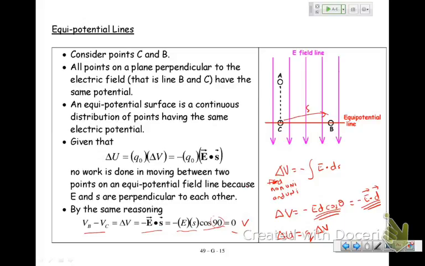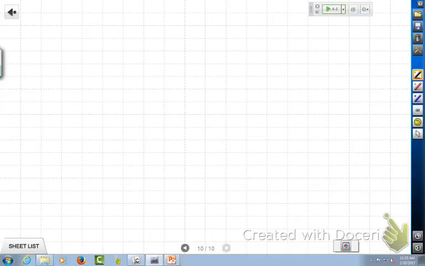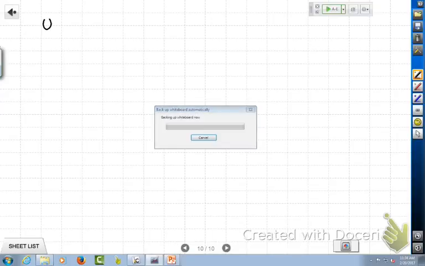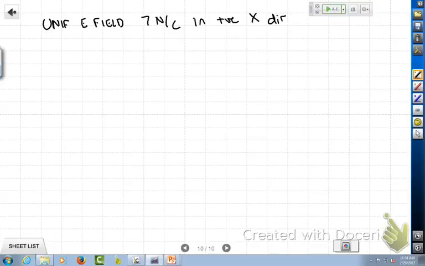Let's just reinforce. I'm pressing the wrong thing, sorry. Let's have a look. We have a uniform E field, 7 newtons per coulomb in the positive x direction. Let's draw it.